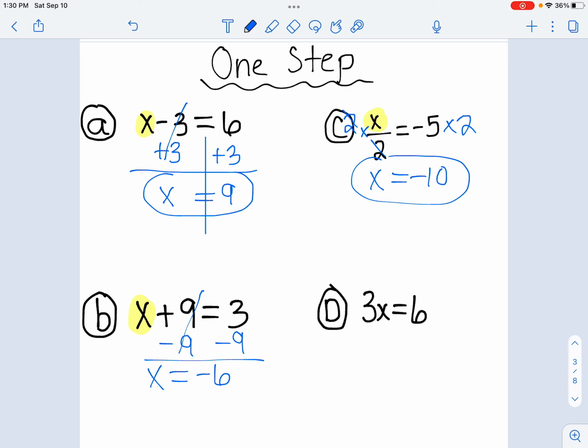For D, to get x by itself, x is being multiplied by 3, and I know that because it's right next to x. So I am simply going to divide 3 on both sides for an x equal to +2.